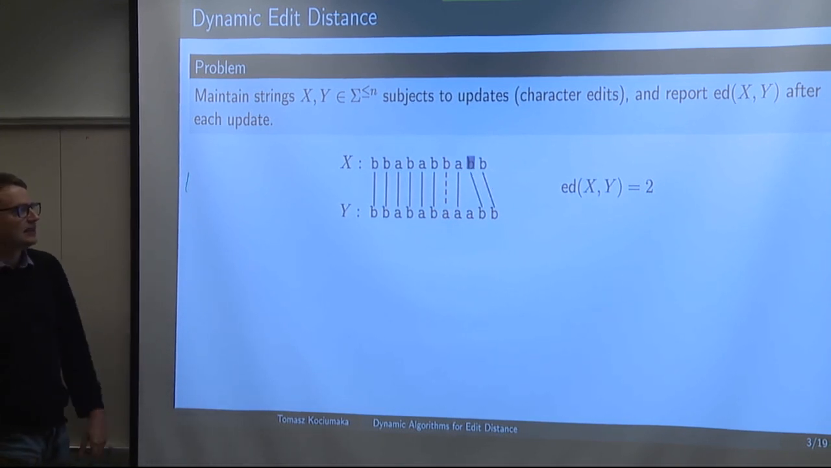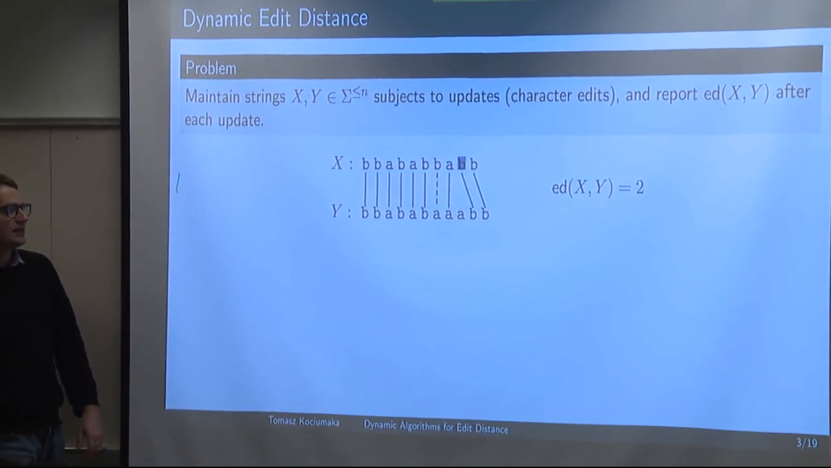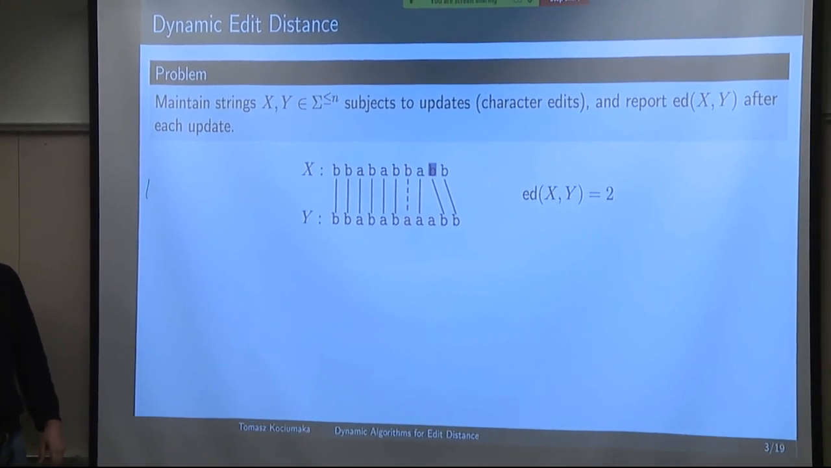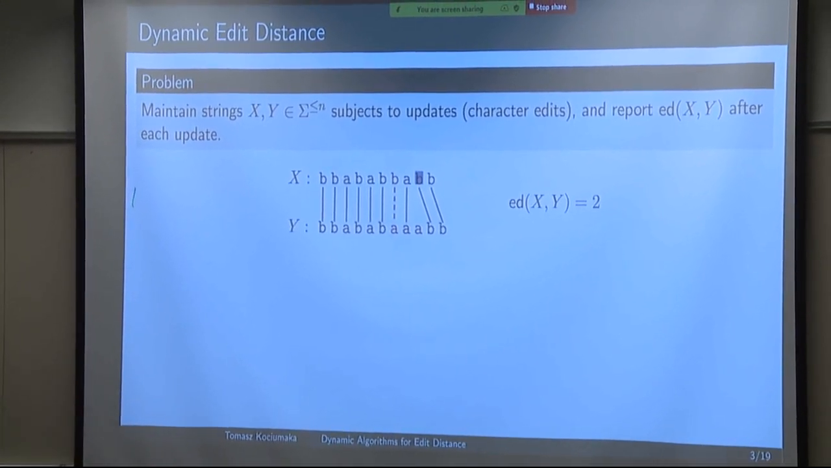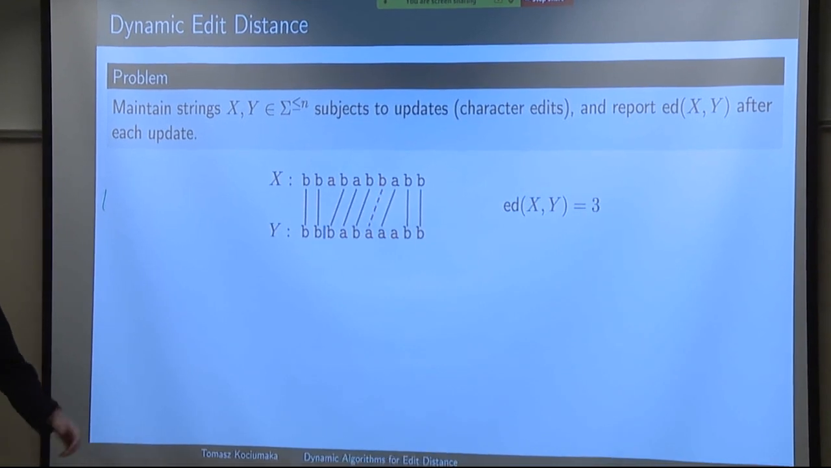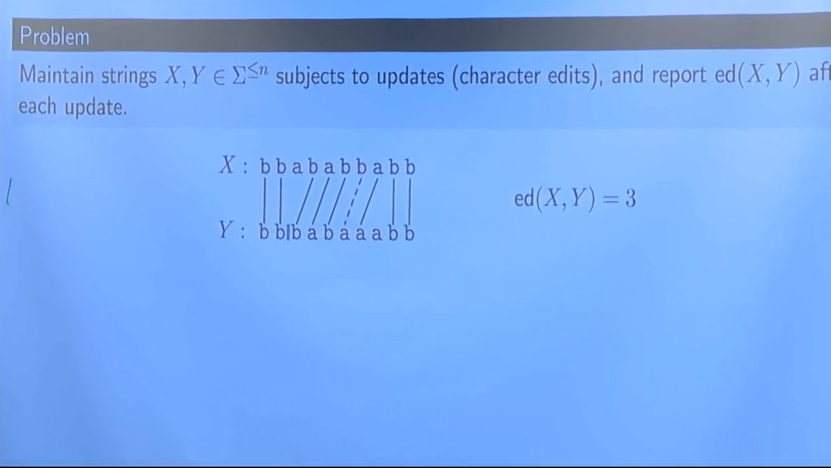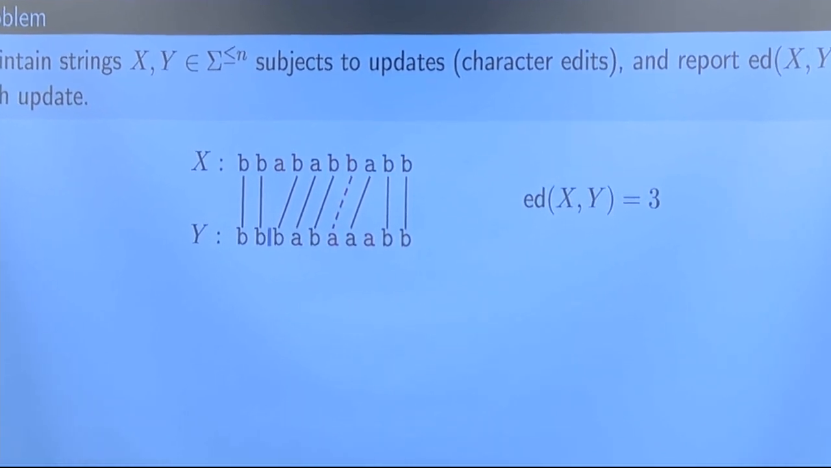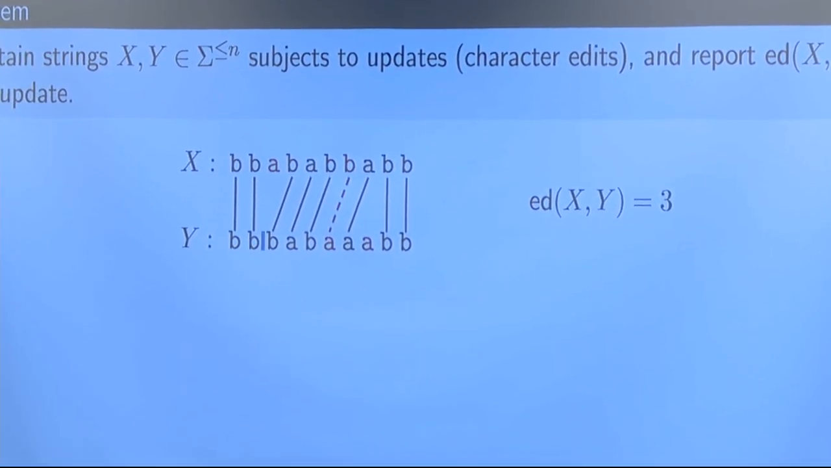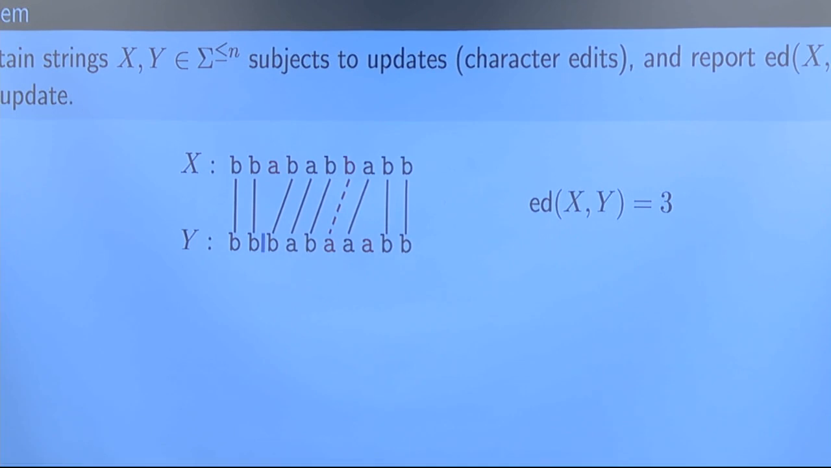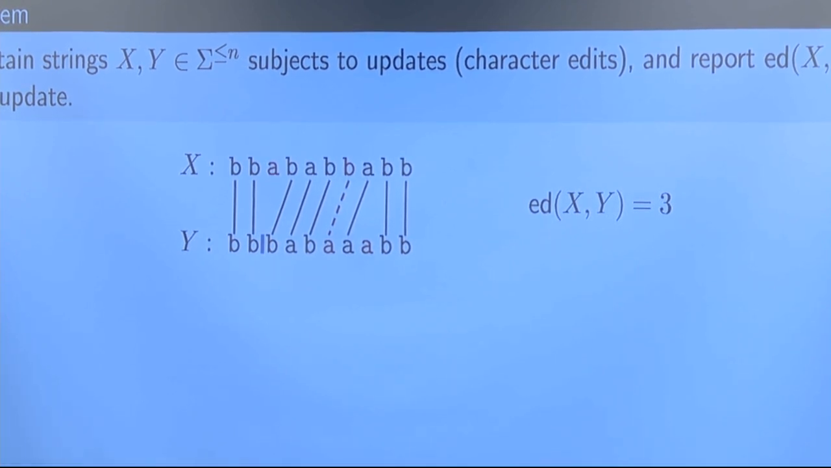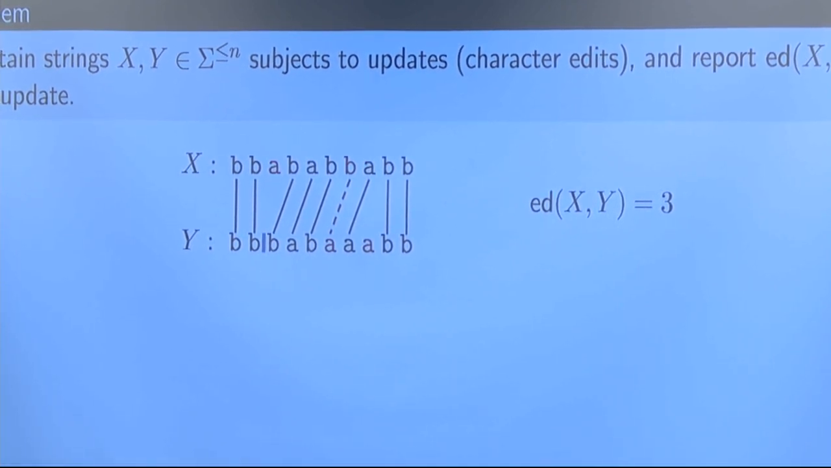We can also make substitutions, like here. This substitution didn't change the distance, although it did change the optimal alignment. And here we have another update, a deletion in y, and the edit distance went back to 3. So the task is to support this kind of edits, and after each update, we want to recompute the edit distance. Ideally, we don't want to recompute it from scratch. We want to somehow use information from the previous time step to quickly update the edit distance.